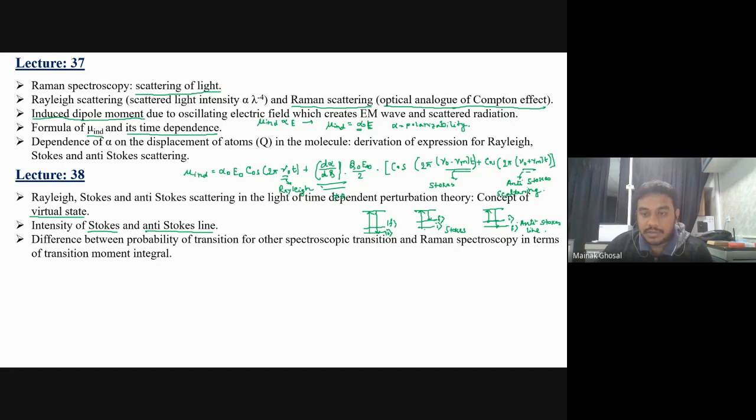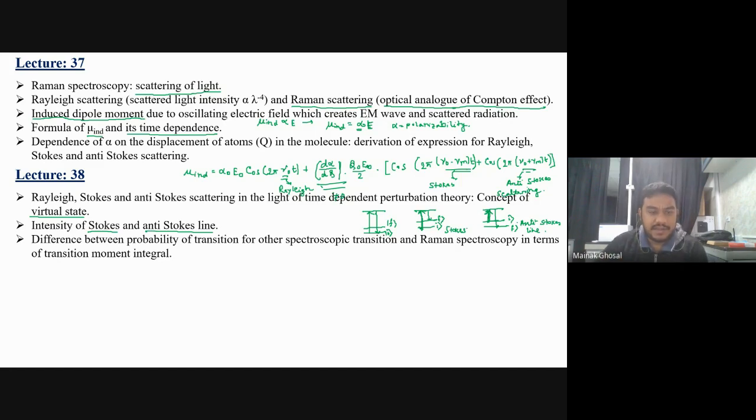You can see here that for the Stokes case, the transition is happening from the very ground level. But for the anti-Stokes line, the transition comes from the excited level, which is higher in energy. According to the Boltzmann distribution, the ground vibrational states will be much more populated at room temperature. So if you see any Raman spectra, you can see that the Stokes lines have much more intensity compared to anti-Stokes lines.